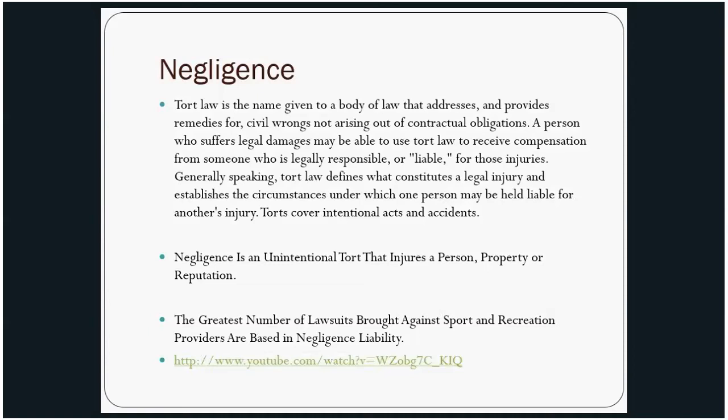So for negligence, we're looking at a civil lawsuit where the burden of proof is preponderance of the evidence, or 51%, where it's an unintentional tort. I did not intend to injure a person. I did not intend to do some act to cause harm to someone. However, I had a responsibility to protect them from harm, and somehow I failed, and that caused them harm. The greatest number of lawsuits in sport and recreation is based on negligence law.